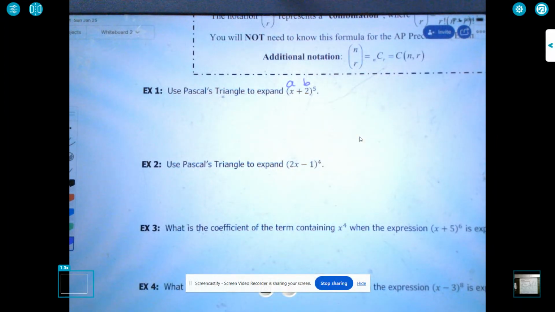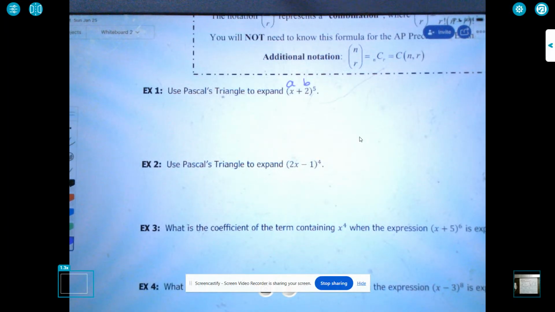All right, first thing I want to remind you, this is your A and this is your B. So in this situation, X is our A and 2 is our B, with our power being 5. So we will be using that 5th row, the row with a 5 as the second term. Whenever we go to example number 2, again, this would be our A, this would be our B. So it just depends on what they're asking you to expand as you go.